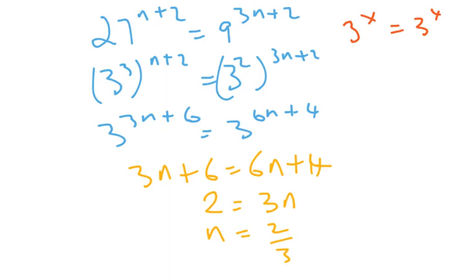If you plug in 2/3, and you should do this if you're doing a test and you have time for it, plug in your 2/3 into this equation to make sure that 27 to the power of 2/3 plus 2 is equal to 9 to the power of 3 multiplied by 2/3 plus 2.